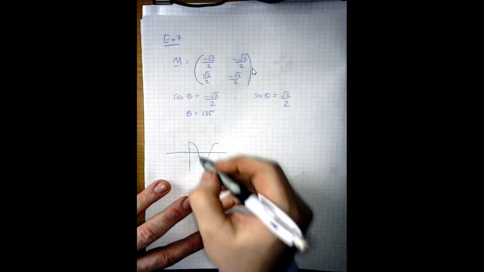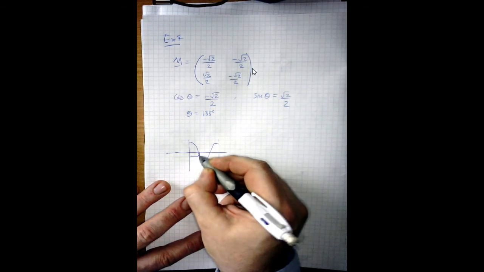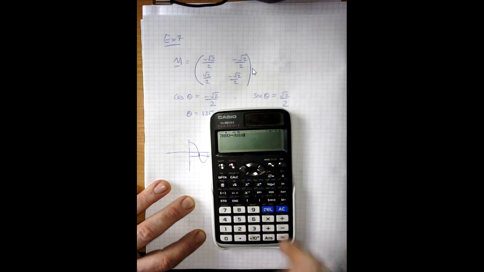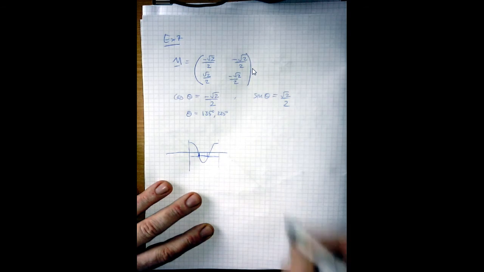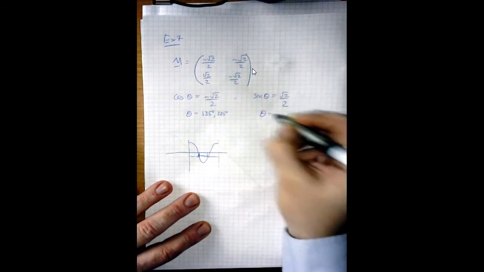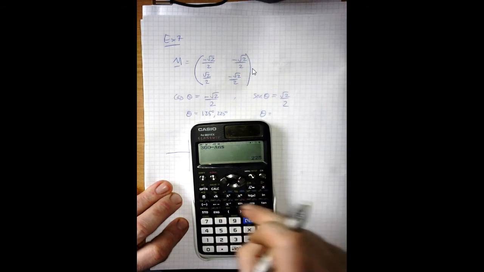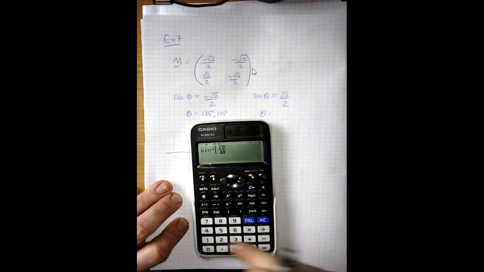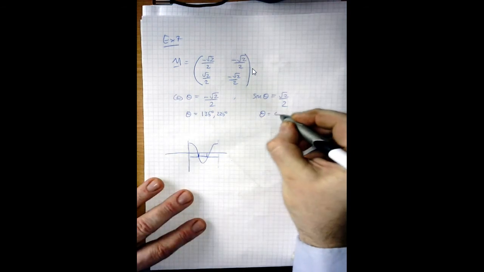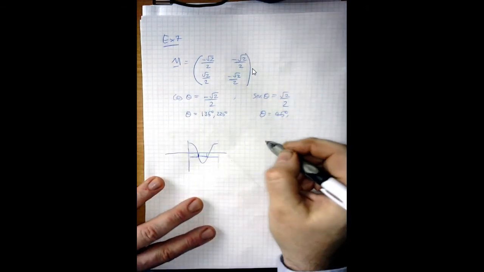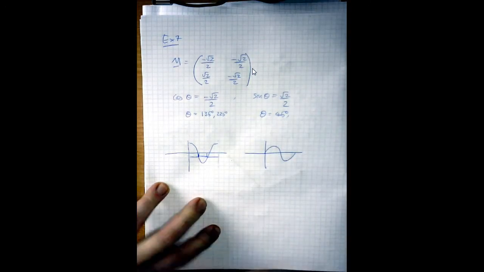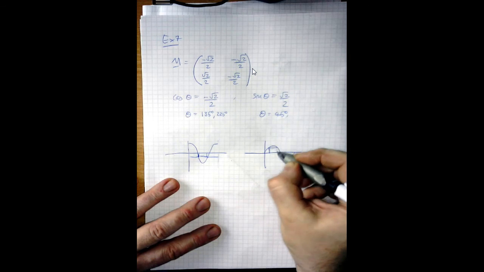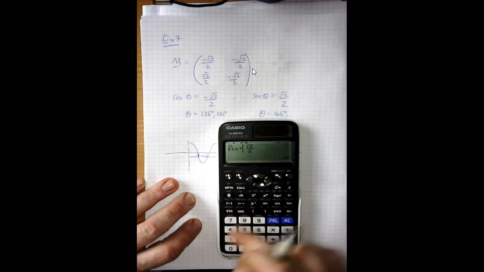If I solve sine theta equals root 2 over 2, inverse sine of root 2 over 2, 45 degrees. Remember, with a sine graph, there's my 45, so I take it away from 180. Well, let's take away 45, 135. Oh, good. So I have got a value of theta that agrees between the two. So theta must be 135.